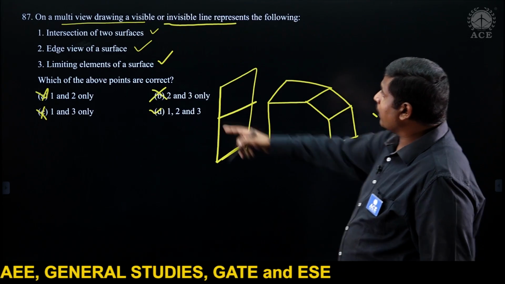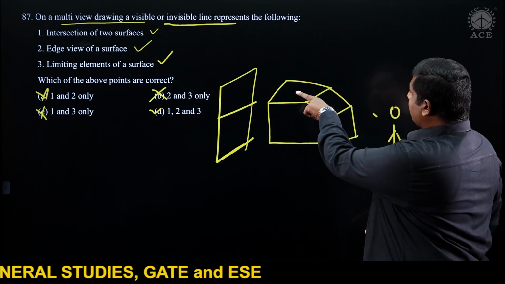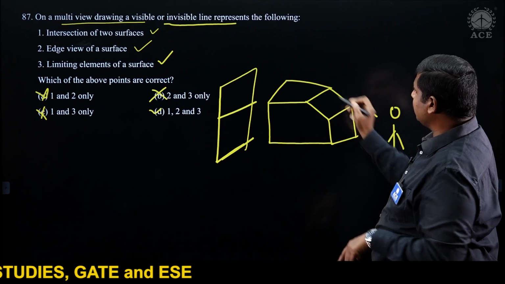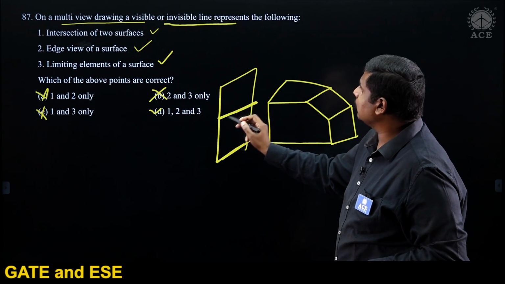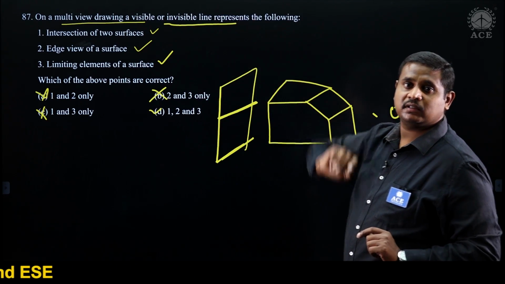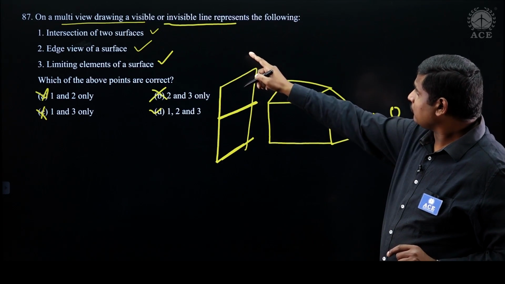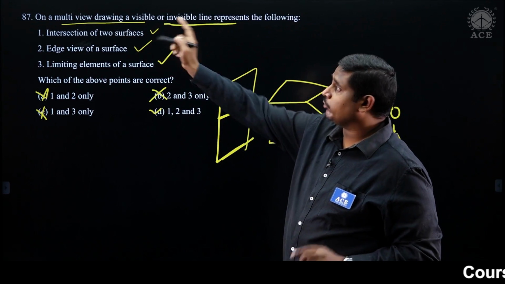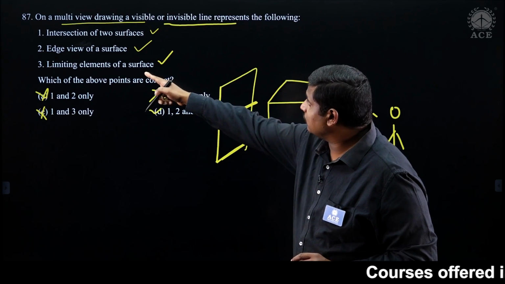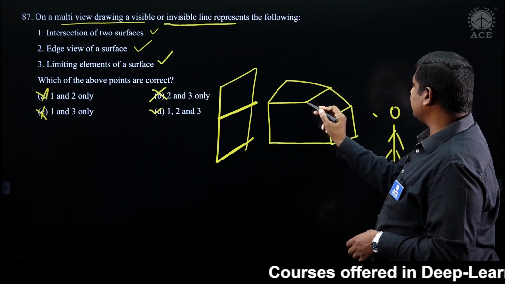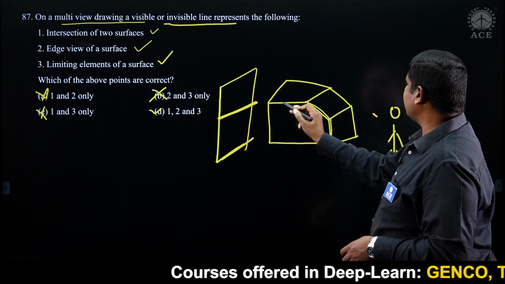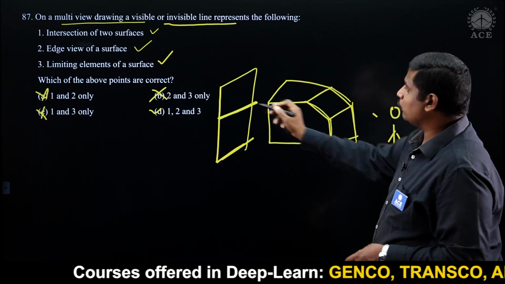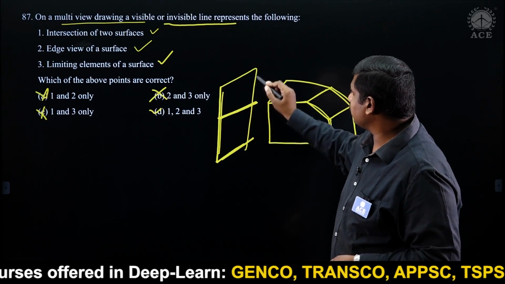Clear. Now, intersection of two surfaces. This surface and this surface. All the surfaces are intersecting here. So therefore, point 1 is possible in case of multi-view drawing. And what next? Edge view of a surface. All the edges are visible over here. All the edges are visible.